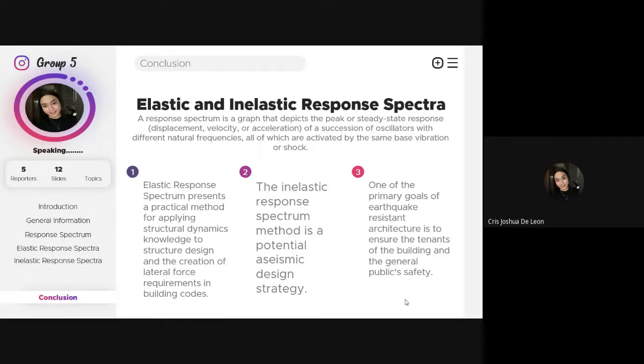The inelastic response spectrum method is a potential seismic design strategy. And lastly, one of the primary goals of earthquake resistant architecture is to ensure the safety of the tenants of the building and the general public.